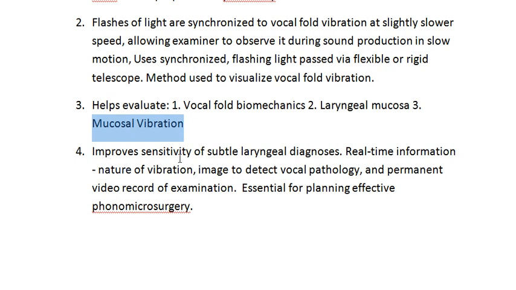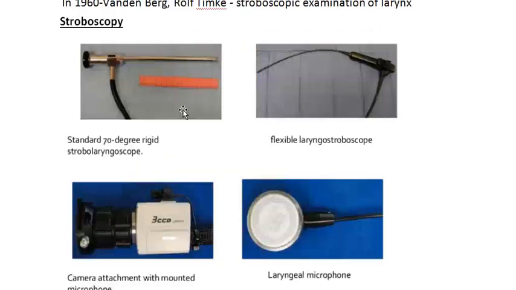It improves the sensitivity to subtle laryngeal diagnosis, because real-time information is given on the nature of vibration in the mucosa, and the image detects the vocal pathology. Where exactly is the vocal pathology? The camera will detect that. And a permanent video recording will be there. How was the vocal cord vibration before the treatment and after treatment? What improvement is there? That also we can show the patient. It is essential for planning effective phonomicrosurgery, that is, surgery involving the vocal cord or the laryngeal cavity, and the improvement in the voice following this surgery we can again demonstrate by stroboscopy.